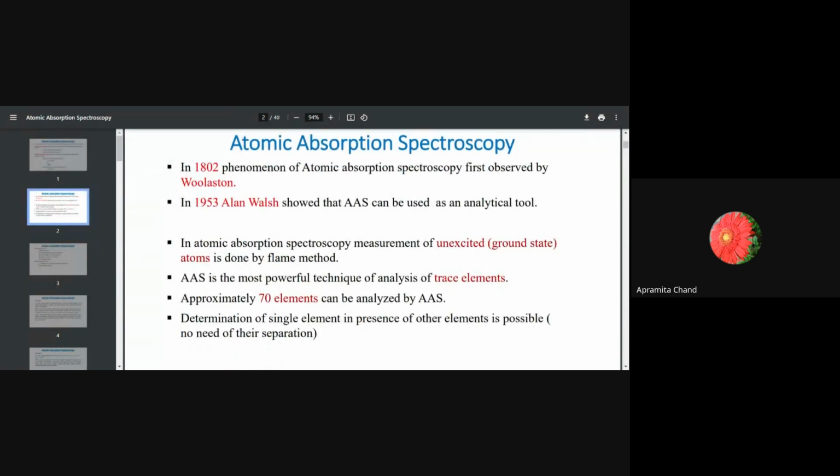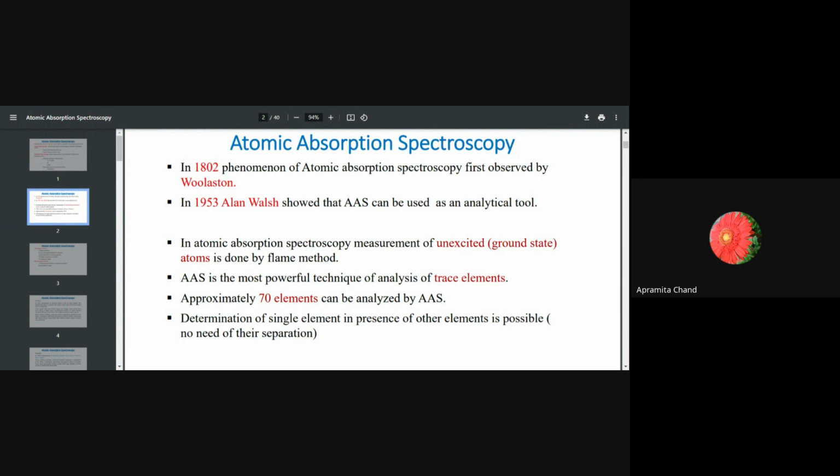So what is the history of atomic absorption spectroscopy and how was it discovered? It was first discovered by Wollaston in 1802, and then much later Alan Walsh showed in 1953 that atomic absorption spectroscopy could be used as an analytical tool, particularly for the analysis of trace elements. Till now, more than 70 elements have been analyzed by AAS.